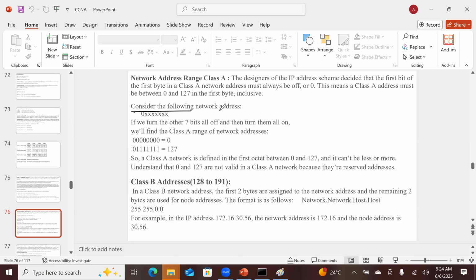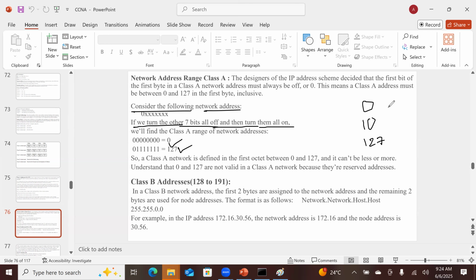Let's consider the following network address, that is 0 and all x. If we turn the other 7 bits all off, then all on, you will get 0 and 127. That is the exact class A range. And here also, let me tell you, 3 networks are reserved in this class A range. What are those? One is the 0 network, the second is the 10 network, and the third one is the 127 network.